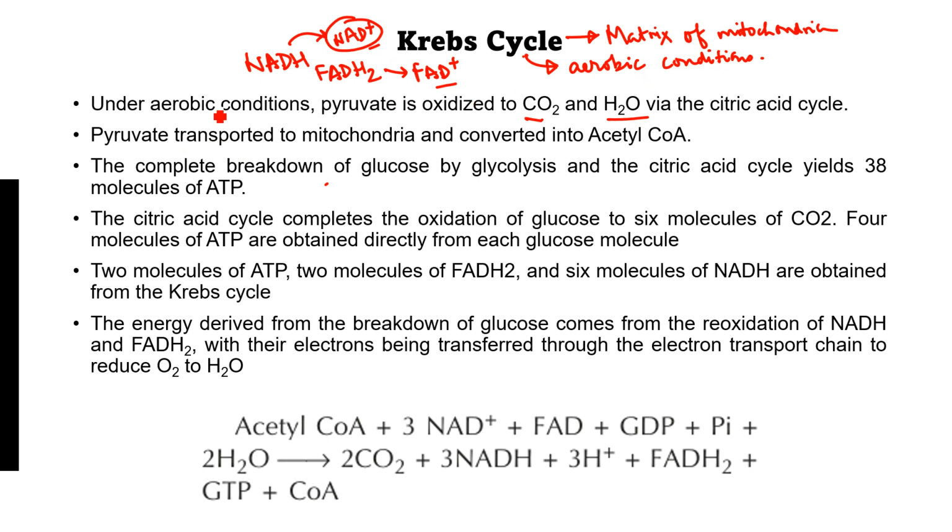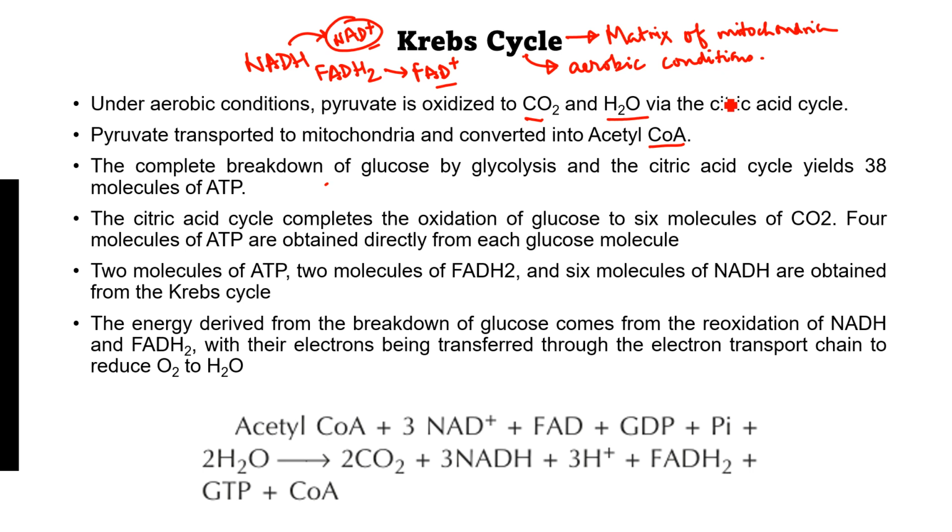So just remember now that it takes place only in aerobic conditions, unlike glycolysis, which can take place in both aerobic and anaerobic conditions. It is also not a universal pathway, because it takes place only in aerobic organisms, in which aerobic respiration takes place. Okay, so pyruvate is transported to mitochondria and is converted into acetyl CoA by which enzyme? By pyruvate dehydrogenase, right?